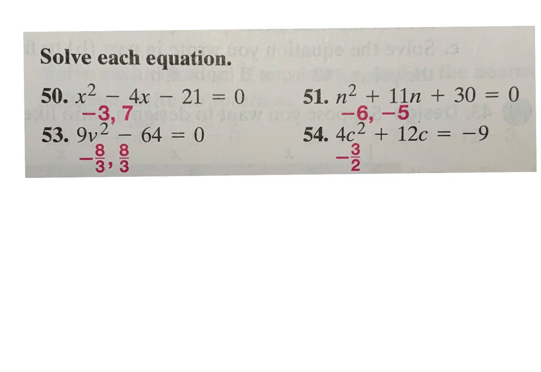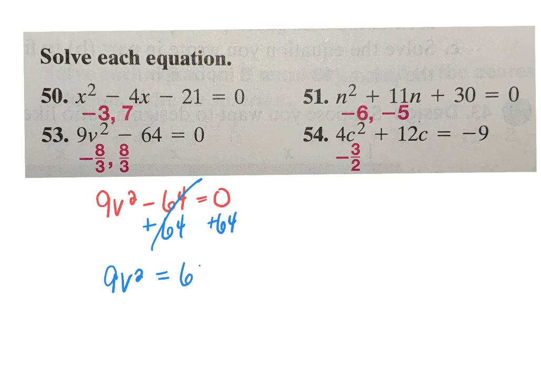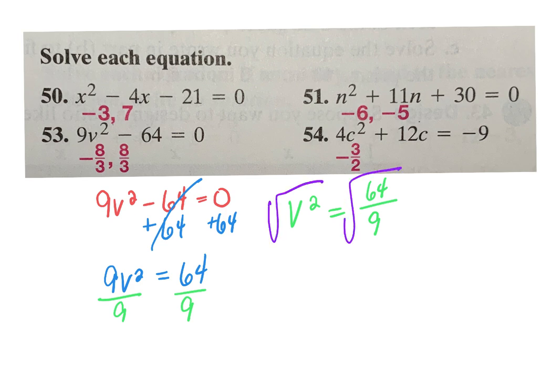So for 53, unless you remembered your special case factoring, you can take your 9v squared minus 64 and add your 64 over. You would get 9v squared equals 64. Divide by that 9. So you have v squared equals 64 over 9. At this point, just like in your quiz, you're going to take the square root of both sides. So you'd say square root here and square root here.